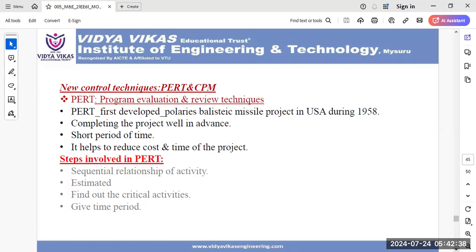The final topics I'm going to discuss in the Management and Entrepreneurship subject. Here we need to understand two new control techniques, PERT and CPM. PERT is program evaluation and review technique, and CPM is the critical path method technique. Before getting to the actual explanation, let's take one example to understand why these techniques are required.